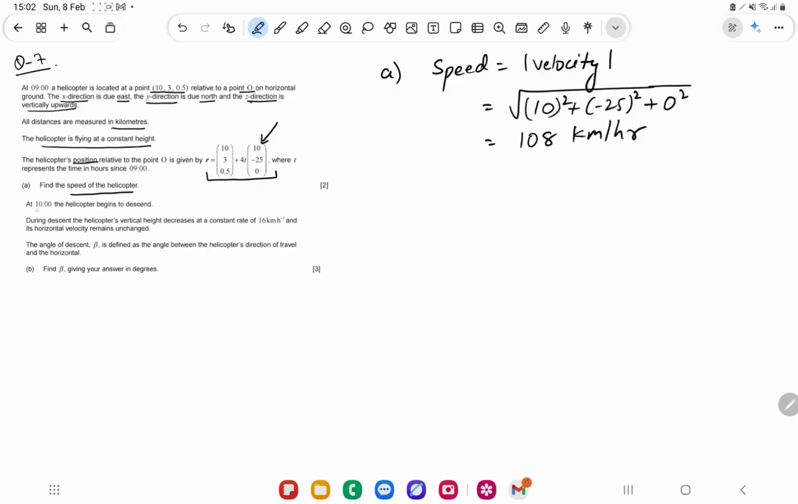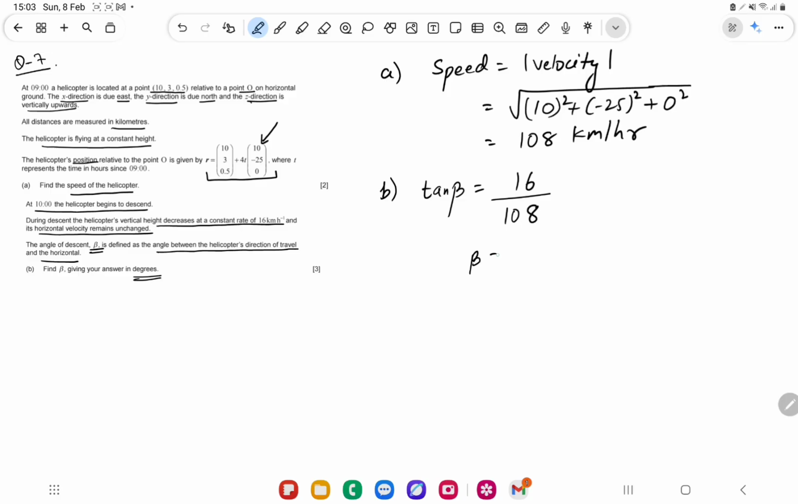Now in the B part, at 10 the helicopter begins to descend, and during this descent the helicopter's vertical height decreases at a rate of 16 kilometer per hour, but the horizontal velocity remains unchanged. We have to find this angle beta, which is the angle between the helicopter's direction of travel and the horizontal, and give our answer in degrees. So for B part, I can use a right angle triangle and apply SOHCAHTOA, so I can write tan beta as the height decreasing at this rate upon the answer which I got from A part.